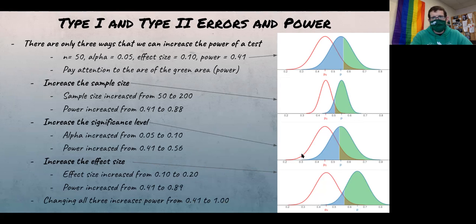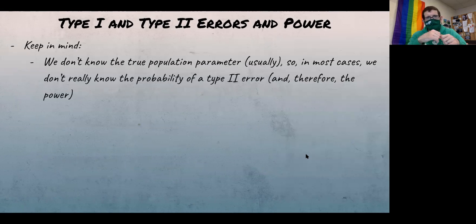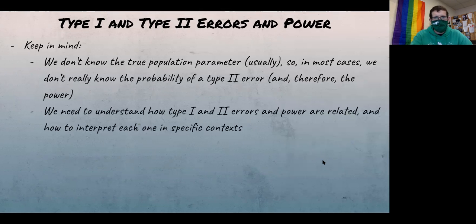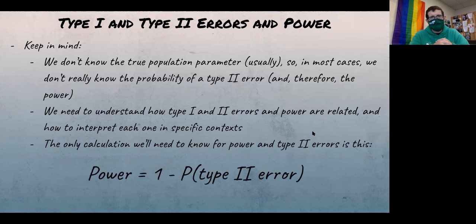And again, let's remember power is the probability of correctly rejecting the null hypothesis. Keep in mind that we don't know the true population parameter. So in most cases, we don't really know the probability of a type 2 error and therefore the power. We just need to understand how type 1 and type 2 errors and power are related and how to interpret each one in specific contexts. The only calculation you're going to need to know is this: power equals 1 minus the probability of a type 2 error. That's it. As complicated as it is conceptually, mathematically, we don't do much with it.